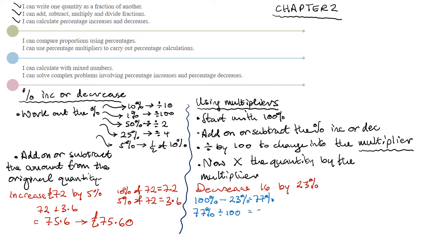That gives me 0.77. And I take the amount that I started with, 16, and I now do 16 times 0.77. That will decrease it by 23%. So if I do that, 16 times 0.77, and I get 12.32.